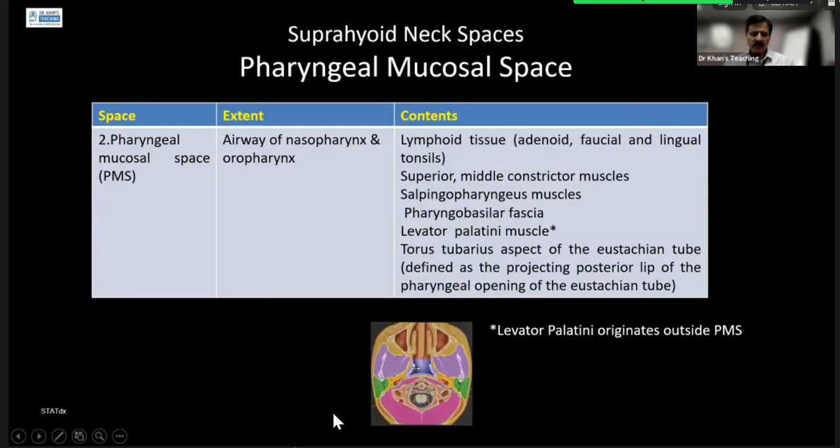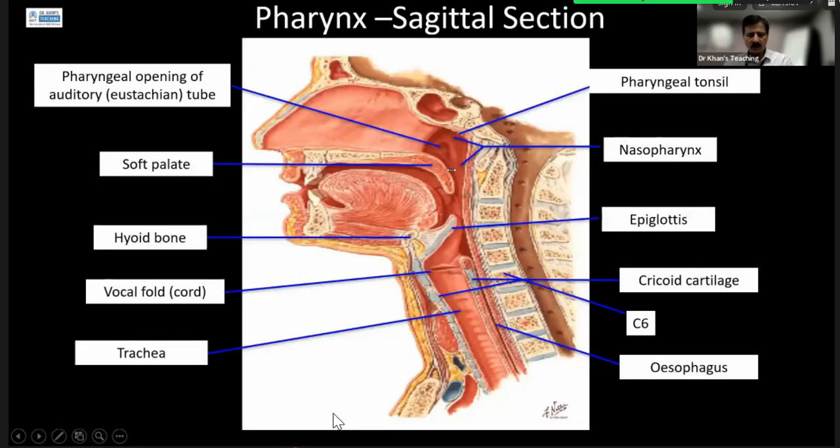This is the eustachian tube, and here the eustachian tube opens, and it is defined as the projecting posterior tip of the pharyngeal opening of the eustachian tube. Cartilaginous, it opens here. We'll come back to this.